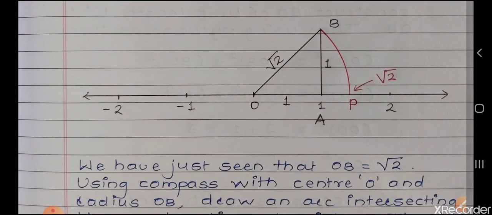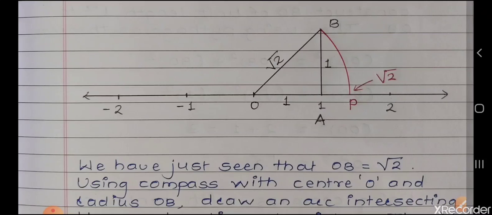Now using the compass with center O and radius OB, draw an arc which intersects the number line at point P. So point P corresponds to square root of 2 on the number line.